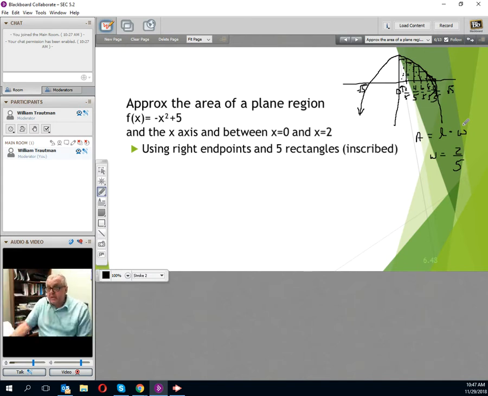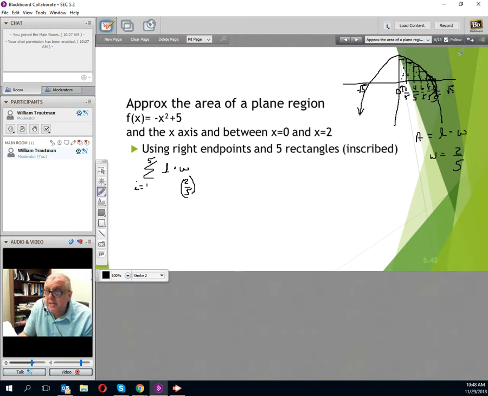When we do our function, by the way, we're going to do a summation here. We're going to sum the length of each rectangle times the width. Well, the width is 2/5. The width of this rectangle is 2/5. And now we have to find the length of the rectangle. There's going to be 5 rectangles, by the way, so we're going to add up 5 rectangles from 1 to 5.